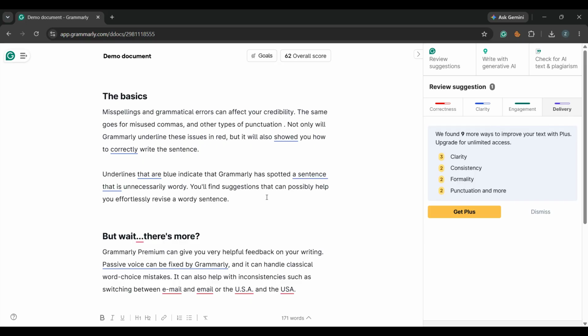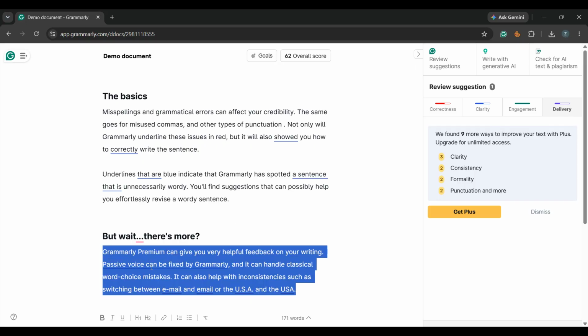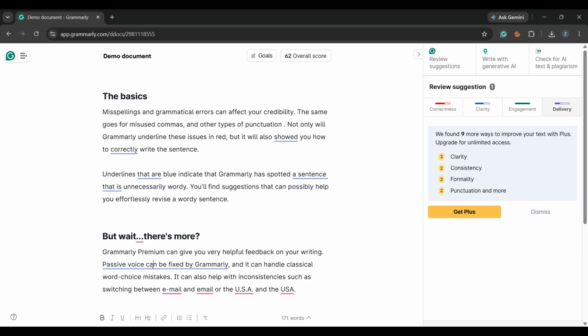Then we have the purple underlines. Purple is all about delivery. This category focuses on tone. Grammarly uses purple suggestions to check whether your writing sounds professional, polite, confident, friendly, or maybe too casual or too harsh for your audience. For example, if you're writing an email to a client, Grammarly may suggest a more professional tone. If you sound too blunt, it may recommend softer wording. Purple underlines help you make sure your message matches your purpose and your audience.